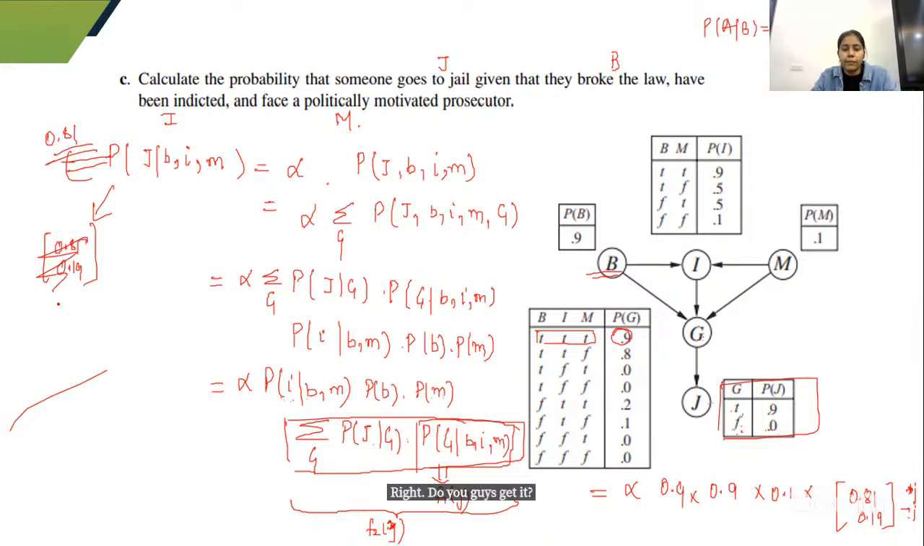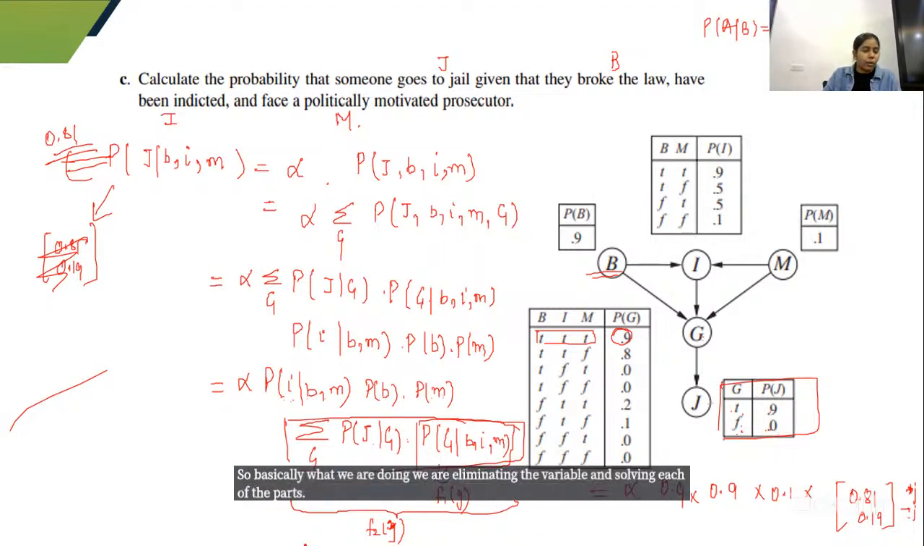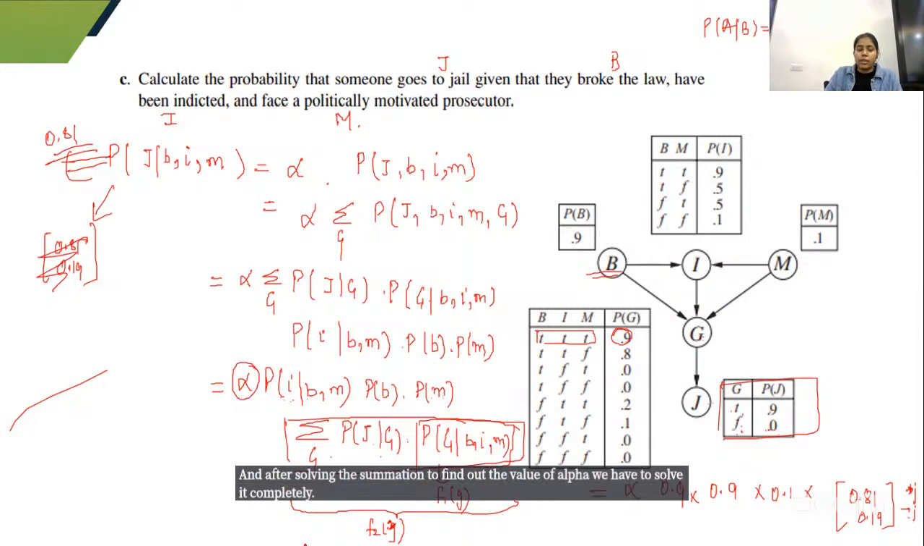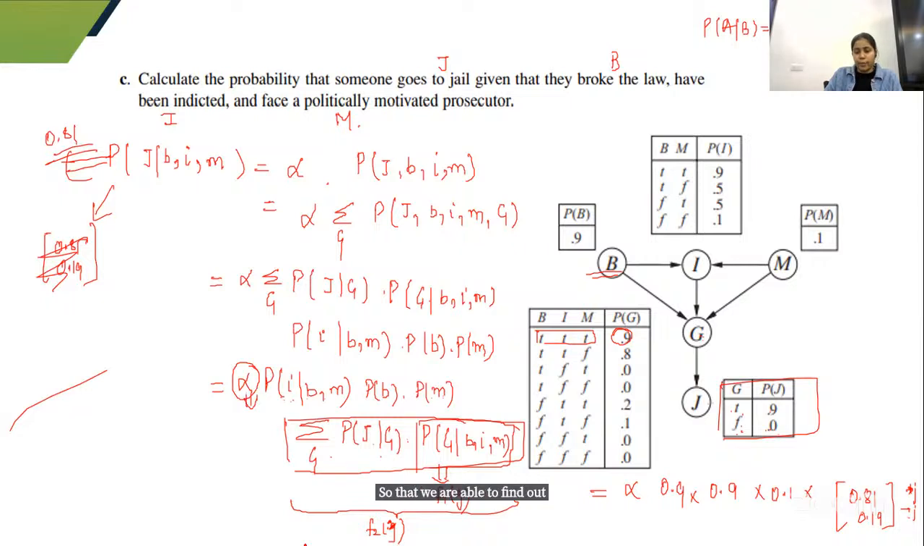So basically, what we are doing is eliminating the variable and solving each of the parts. First we solved G given B comma I comma M, and then we solved the summation. After solving the summation to find the value of alpha, we have to solve it completely so that we are able to find the value of alpha as well from here.